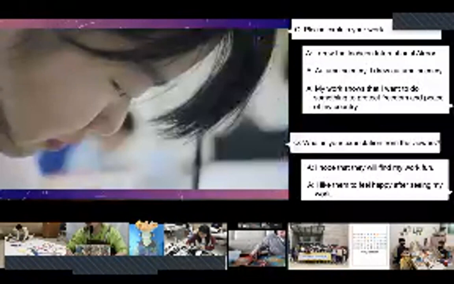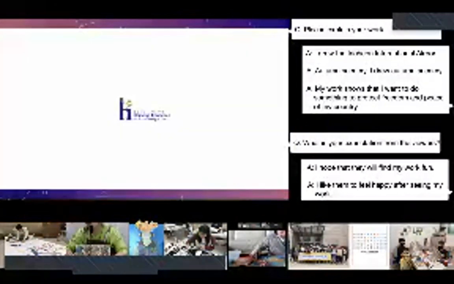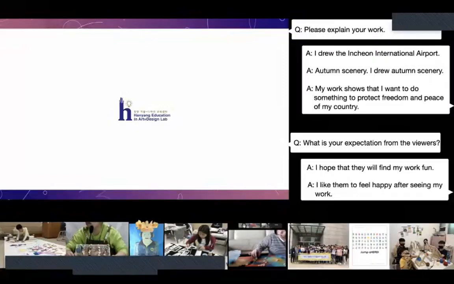That you can enjoy it. I couldn't translate all of their talk, but first they introduced themselves and then they talk a little bit about their own work. And as I wrote here, I hope you can see it now. It says, my work shows that I want to do something to protect freedom and peace of my country. It's a huge goal, but they are very clear and very simple.